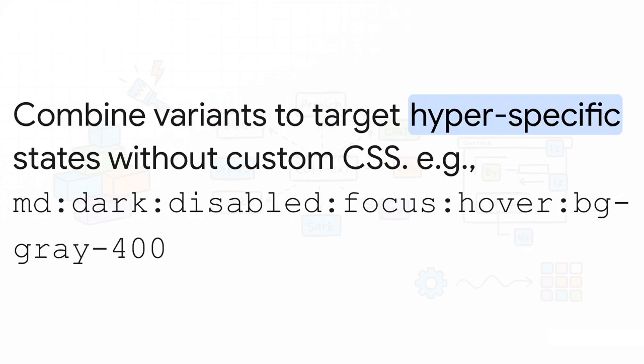And it gets even wilder. Because the JIT engine generates everything on demand, you can stack these modifiers like crazy. Look at this class. This applies a style only on medium screens, and in dark mode, and when the element is disabled, and when it's focused, and when you're hovering over it. I mean, just imagine trying to write that selector in a normal CSS file. It would be a nightmare to maintain. Here, it's just one readable string.